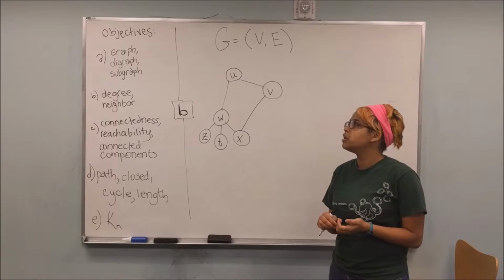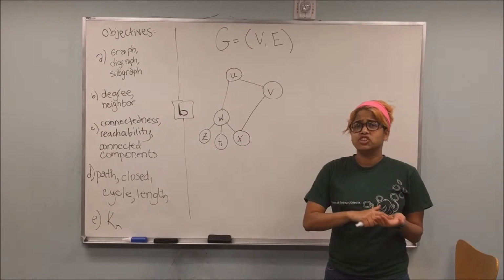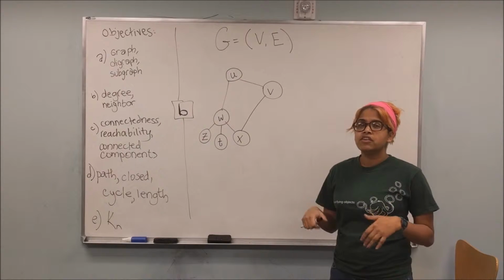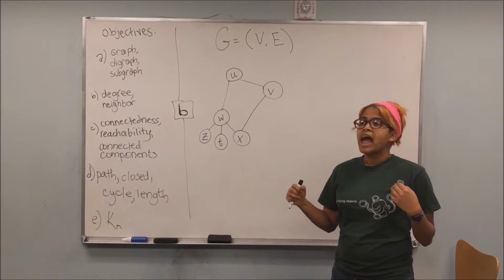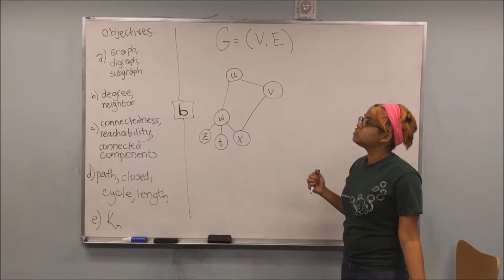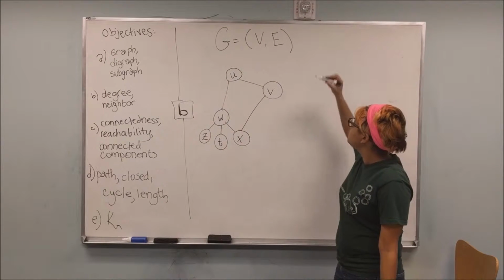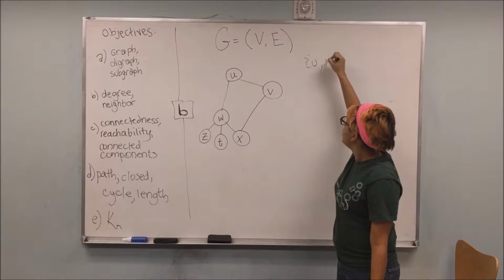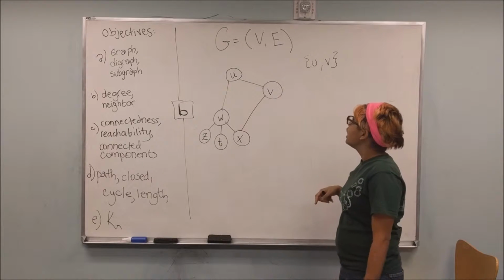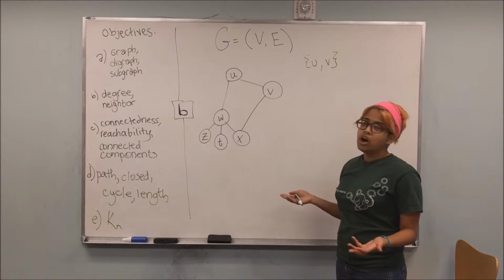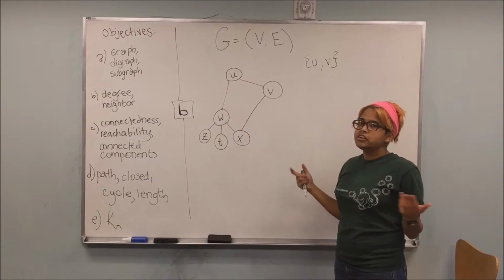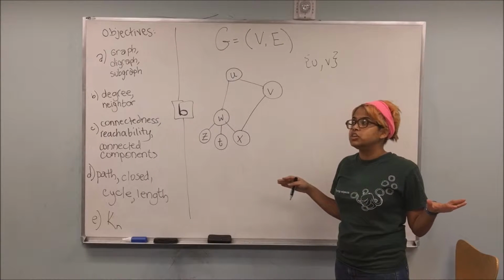Next, two definitions that I want to go over are under Objective B, which is degree and neighbor. So a neighbor means that a particular vertex has an edge to another vertex. In this graph that I drew up here, you'll notice that U and V are neighbors because they have an edge in between them. U and W also have an edge in between them, so U and W are also neighbors, but V doesn't have an edge to W, so they're not considered neighbors.